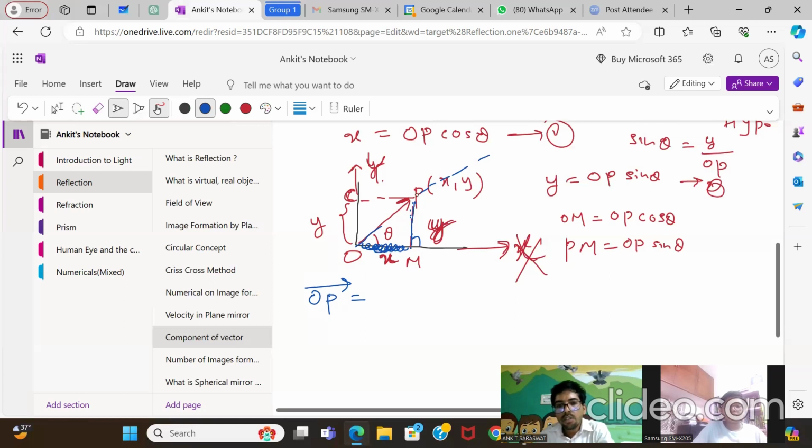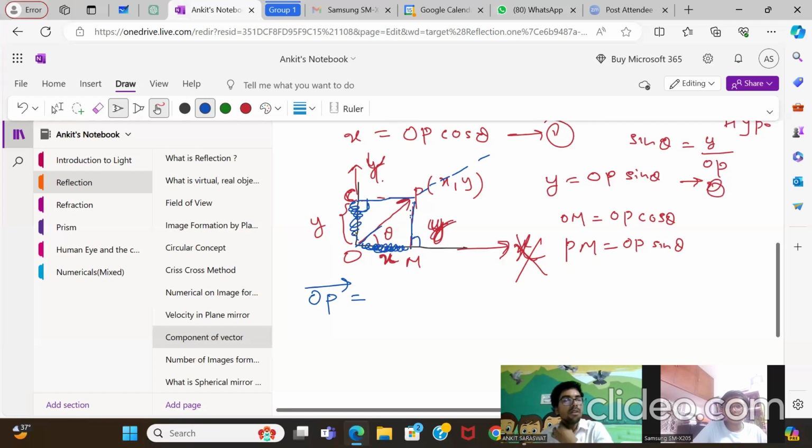Similarly, the projection on the y-axis means drop a perpendicular from P on the y-axis. This y is the projection. For example, if you put a light from this side, you will see the shadow on the x-axis. Similarly, if you put a light from this side, you will see the shadow on the y-axis.